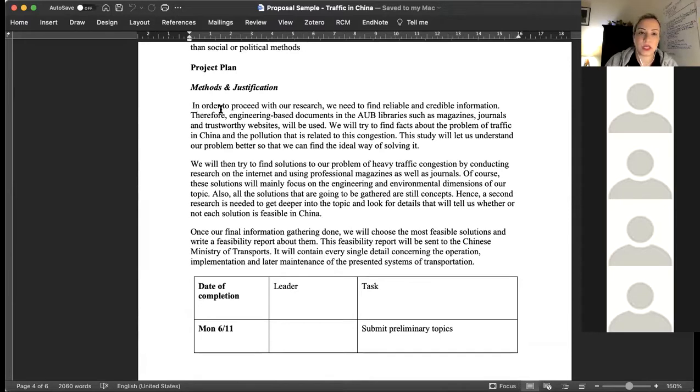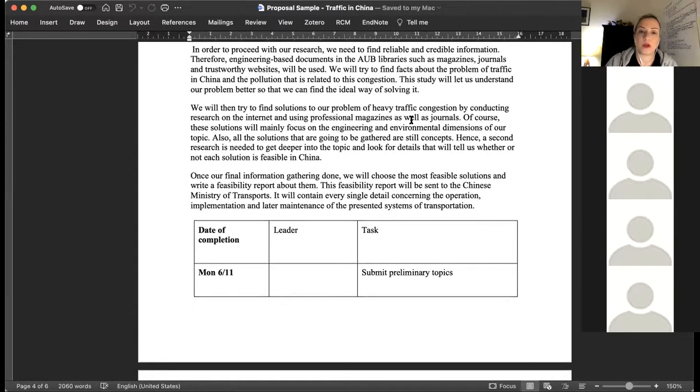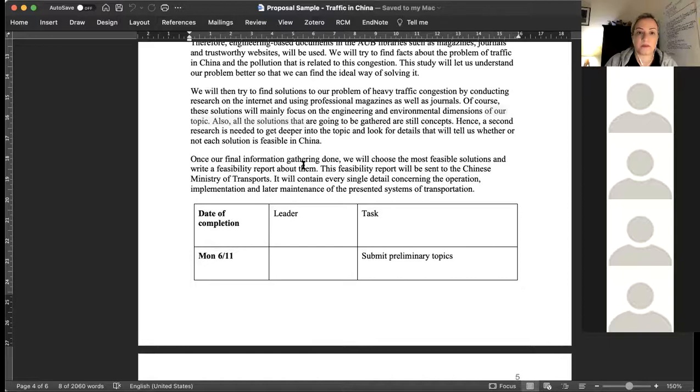So here, in order to proceed with our research, we need to find reliable and credible information. Thus, engineering-based documents in the AB libraries, such as magazines, journals, and trustworthy websites will be used. We'll try to find facts about the problem of traffic in China and pollution that is related to this congestion. We will then try to find solutions to our problem of heavy traffic congestion by conducting research on the internet and using professional magazines as well as journals. These solutions will mainly focus on engineering and environmental dimensions of the topic.